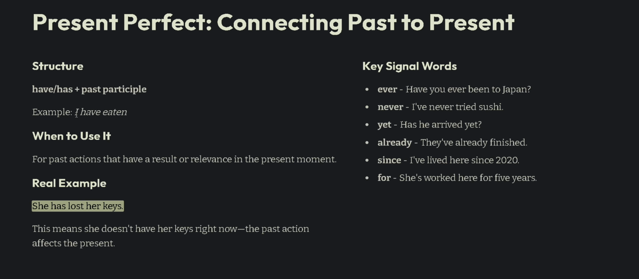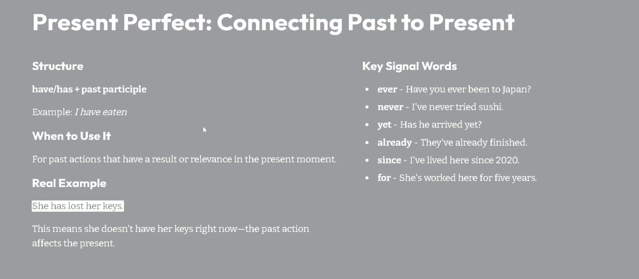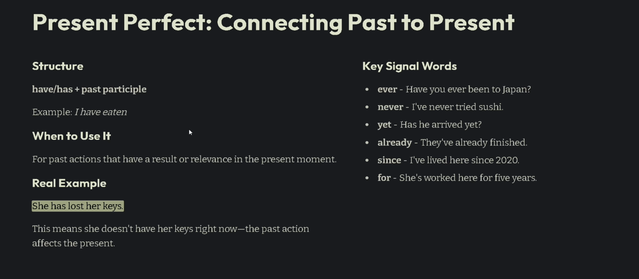Here we have an example. I have eaten. Yo he comido. You use it when you're going to talk about a past action that has a result or relevance in the present. For example, I have eaten, because it has relevance at the moment that you're talking. Why? Because if you have eaten, then you're not hungry anymore.